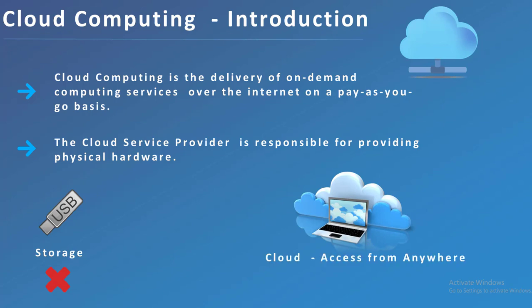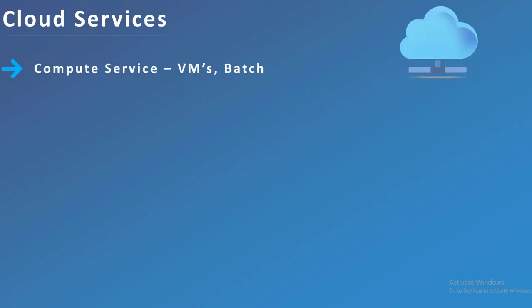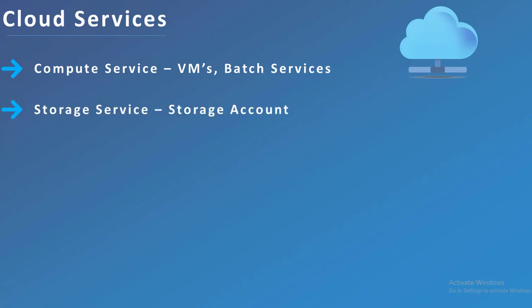There are 5 main services or components provided by a cloud service provider. The first one is compute service: VMs and batch services which can be used to deploy applications. Second is storage service. Cloud providers provide storage like storage accounts where we can store project-related data. Third is application service, like deploying web applications and development tools, etc.